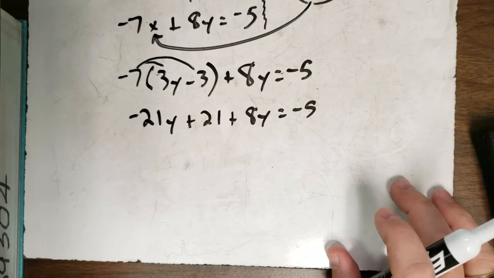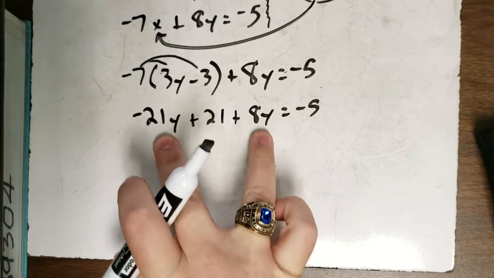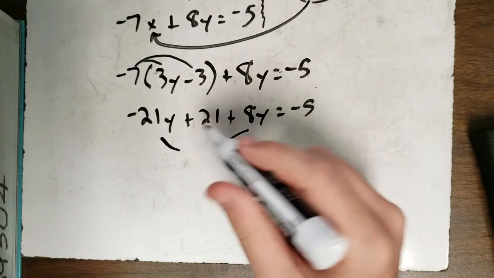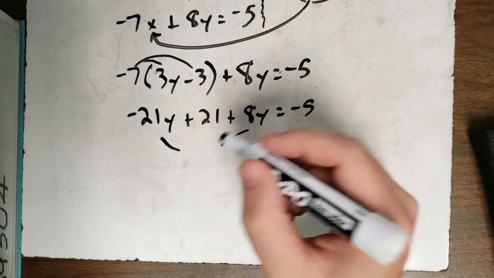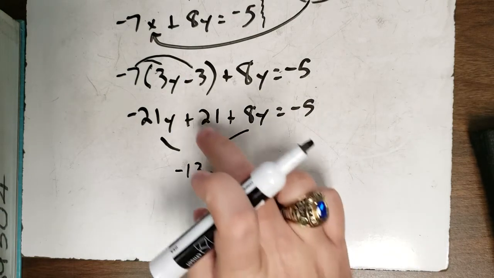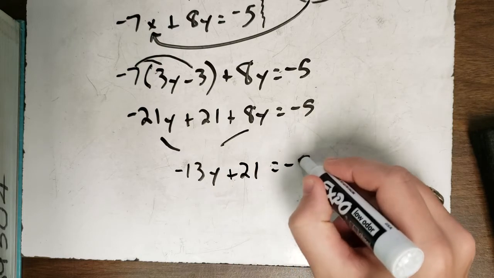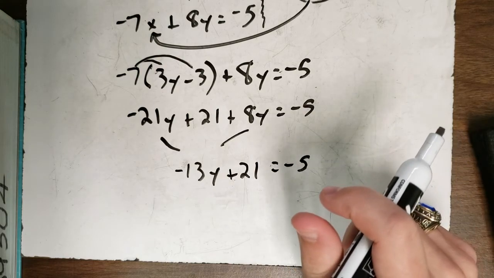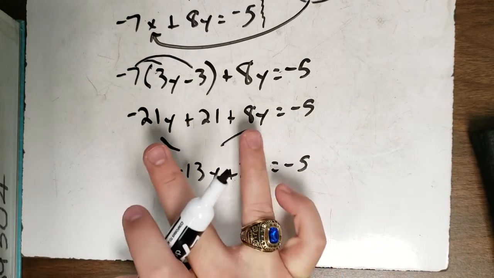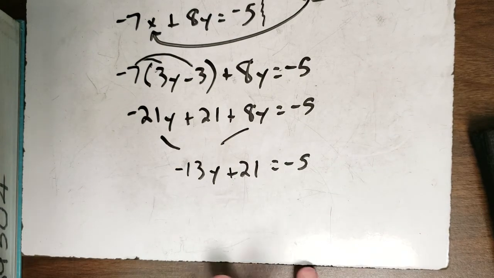Now what do we do? Well, we look for like terms. Do we have like terms on this side of the equal sign? Yes, we do. We have a y here, and a y here. So we can take our -21y and add it with our 8y. -21y plus 8y gets us -13y. Bring down your plus 21, and that equals -5. Even though this 21's in the middle, you can still combine these two to get -13y plus 21 equals -5.